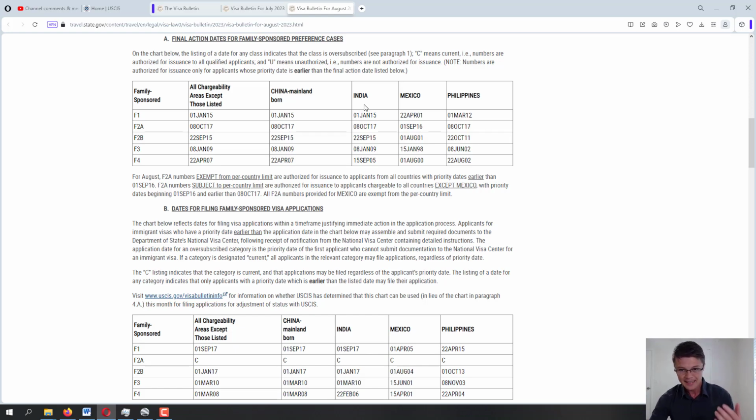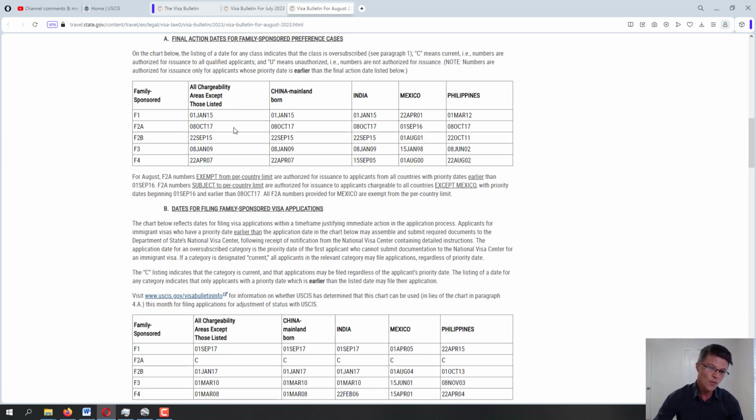It's China, India, Mexico, and Philippines. So if you're from one of those countries, you will be looking at the correct column pertaining to that country. If you are in any other country, then you will be looking at all chargeability area. Basically, that's the very first column right here. So most of the people will be looking at right here.